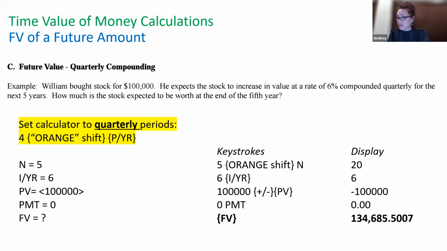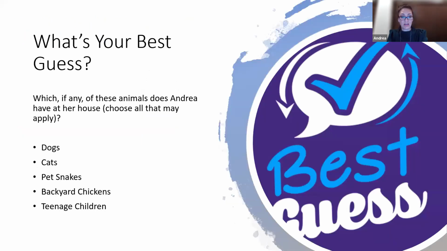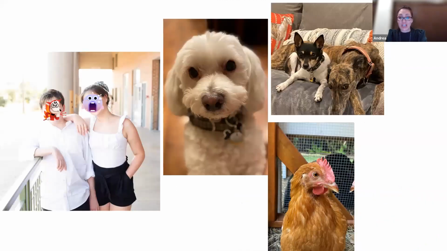All right, I want to hit on annuities. We'll start on that, but because I know that things can get a little boring, what's your best guess about me? I know y'all don't know me much, but which of any of these animals do I have at my house? You can choose all: dogs, cats, pet snakes, backyard chickens, or teenage children. Anybody want to guess? Dogs and children. Dogs and children. I do have dogs and children, but I also have chickens.